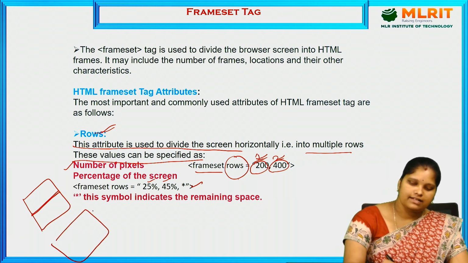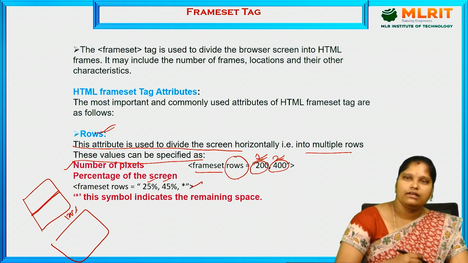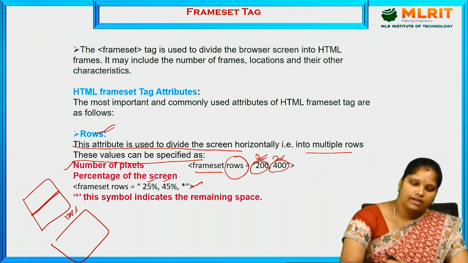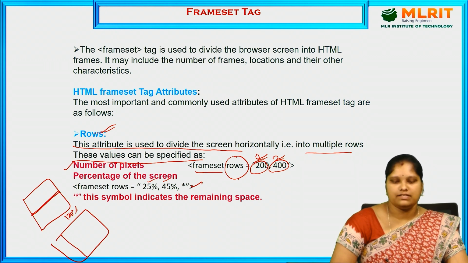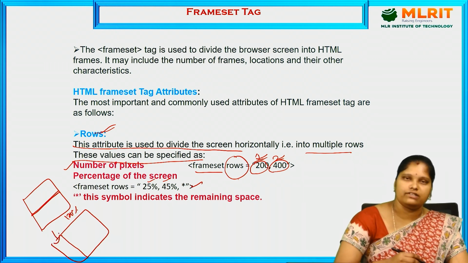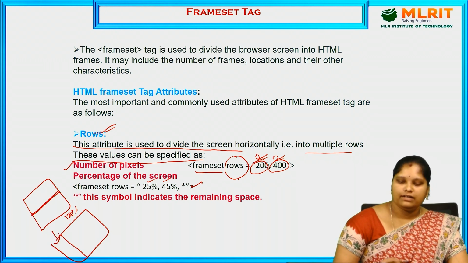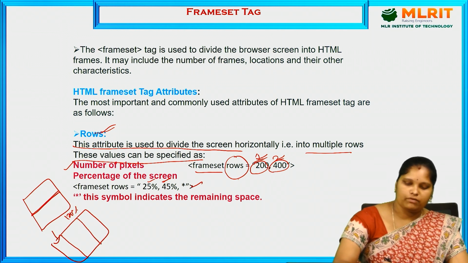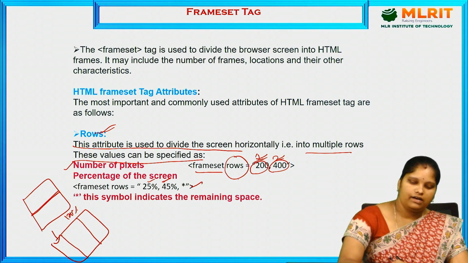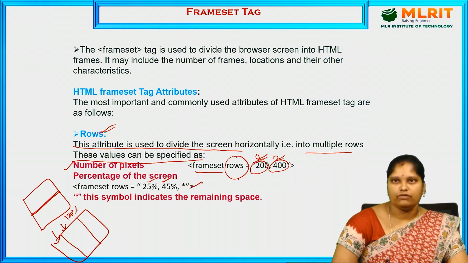Entire screen is considered as 100%. Within 100%, the 25% I need to insert frame 1. That is the first selection, the first part. And the second part I want to mention as 45%. 45% I want to use frame set 2.